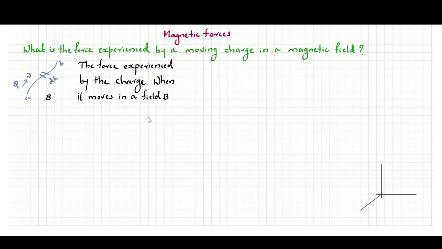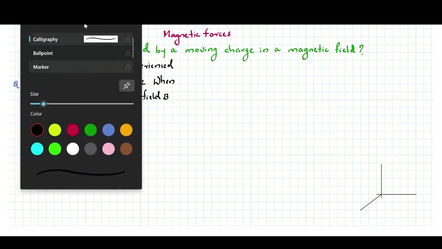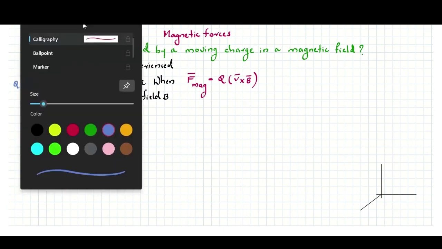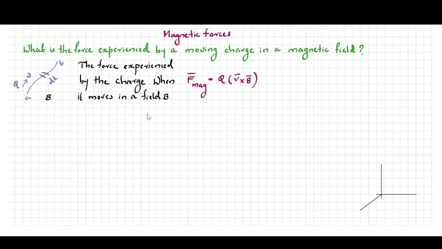The expression is given by Lorentz law. Lorentz law states that the force experienced by a charge when it moves in a magnetic field B is nothing but F mag, that is equal to Q into V cross B, where V is the velocity. This is the case when only the magnetic field is present.